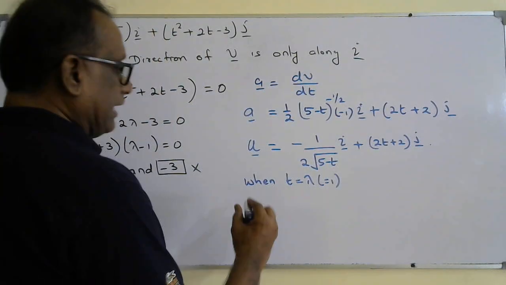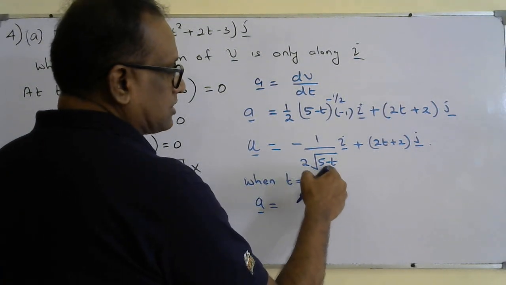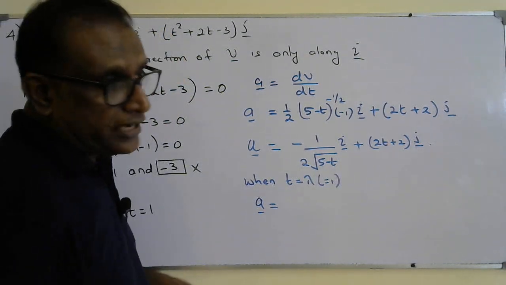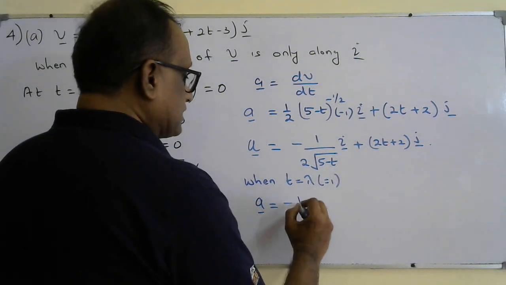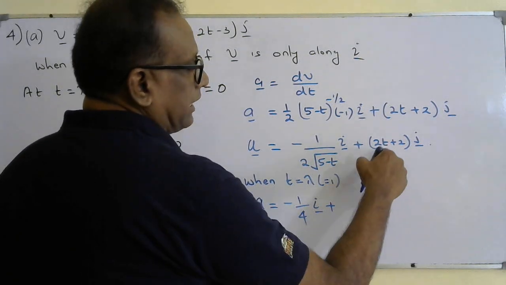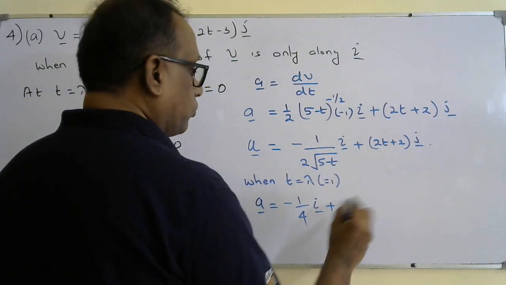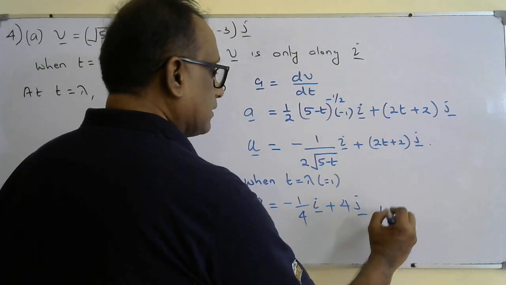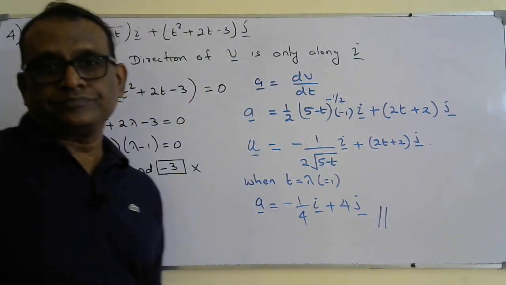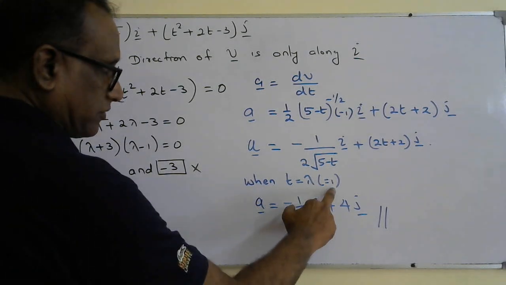So vector a is equal to minus, if you put t equal 1, the square root of 5 minus 1 is 4, the square root of 4 is 2, 2 into 2 minus 1 over 4 i, plus here 2 into 1, 2, 2 plus 2, 4, 4 j. That's the answer when t equals lambda, that is t equals 1. Don't leave it in terms of lambda because we know the value of 1.